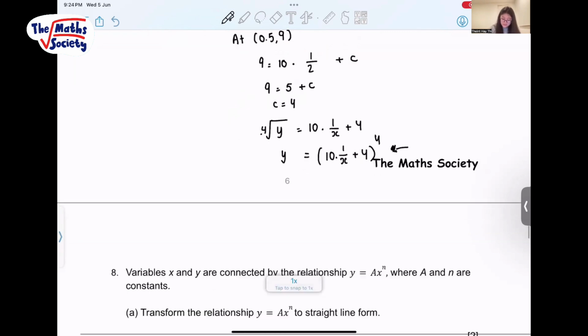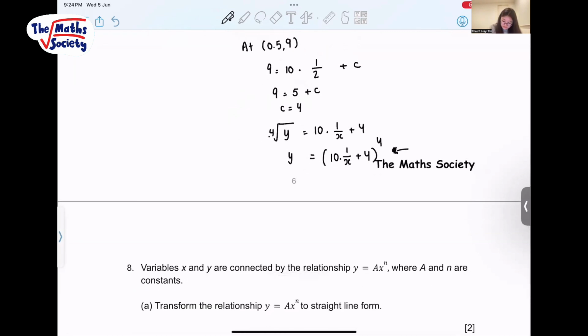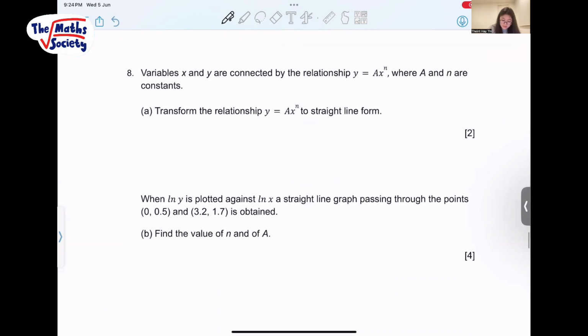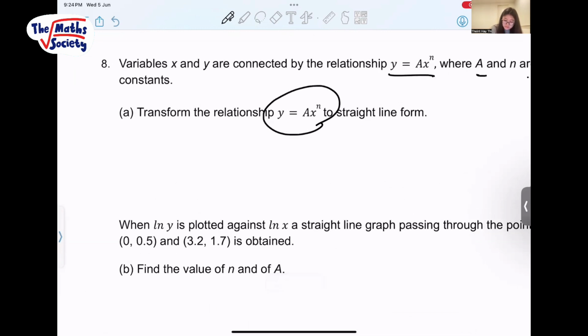Y equation. And then we'll go on to question 8. So question 8, it says that x and y are connected by a relationship y equals a x to the power n, where a and n are constants. So you have to transform this y equals a x to the power n to a straight line. So firstly, we're just going to take ln of both sides. And then it's ln a plus, because you can change it as n ln x. And that's your straight line form, because it's ln y equals ln a plus n ln x.